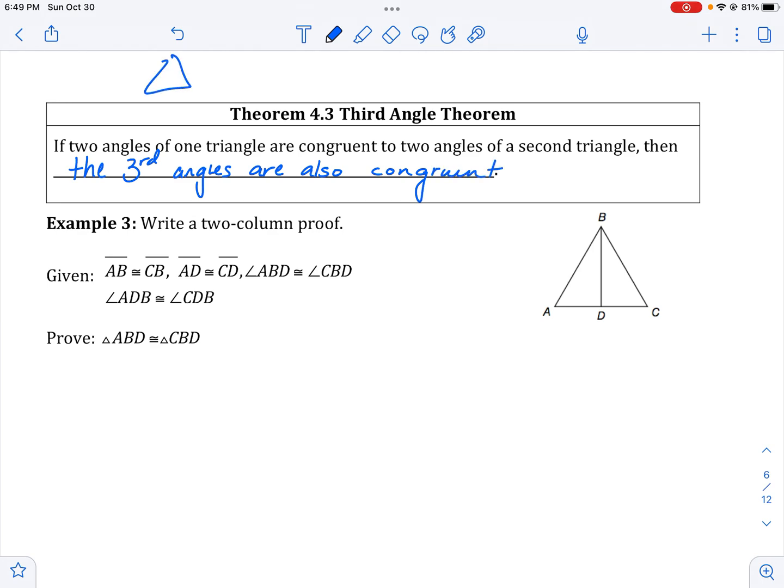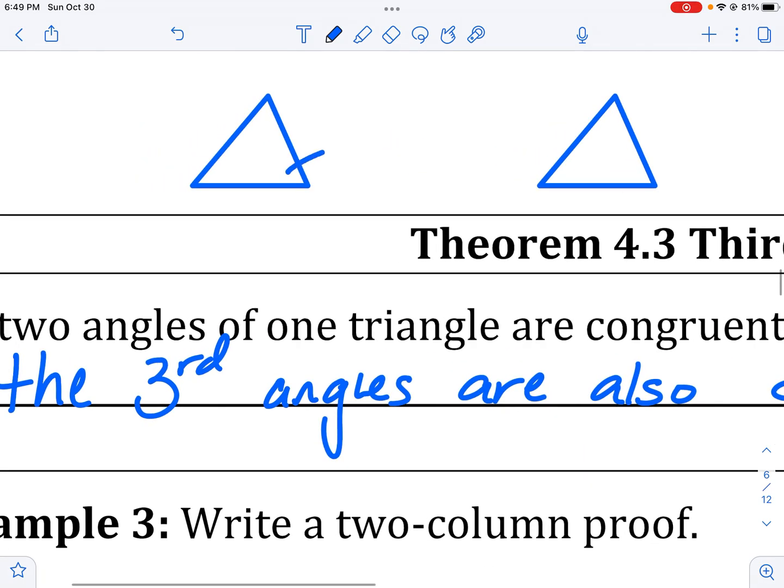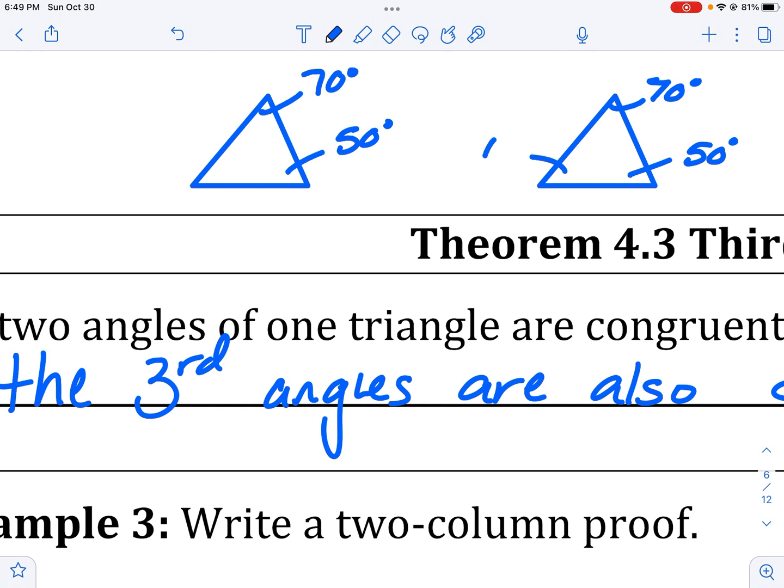If I have one triangle and another triangle, and I've got maybe 50 degrees and 70 degrees, and this is 50 degrees and that's 70 degrees. Well, I know the third angle must be 60. It has to be, in order for that to add up to 180. And this must also be 60.